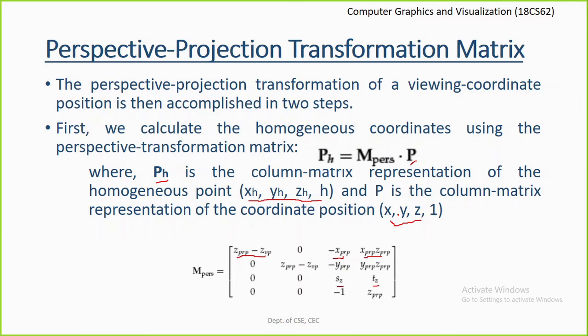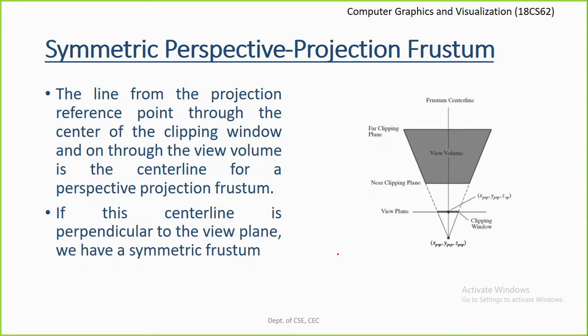We have just looked into one point here. There may be multiple points that form a given 3D object. So every point should be transformed in this particular way. That is the first step, to calculate the homogeneous coordinates using the perspective transformation matrix. So this was the perspective transformation matrix with which we multiplied the given coordinate position in order to calculate the column matrix representation of a homogeneous point PH.